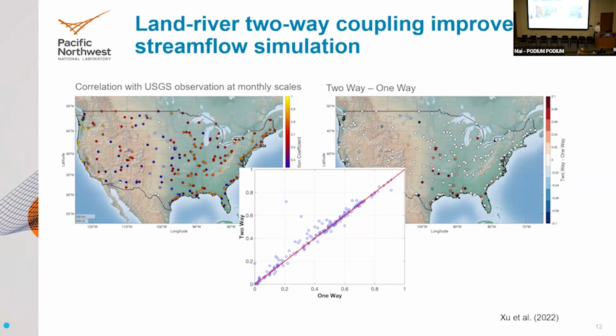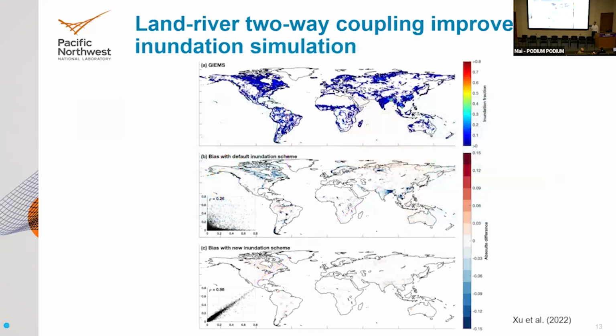The first one is the land-river coupling, and we found that when we use this new coupling scheme, we can improve the simulated streamflow at USGS gauges over the continental US. This is shown in this skill plot. We can see that the simulation using the two-way coupling scheme has better model skill metrics than the simulation using the one-way coupling scheme. Using the two-way coupling scheme, we found that it can also improve the global inland inundation simulation.